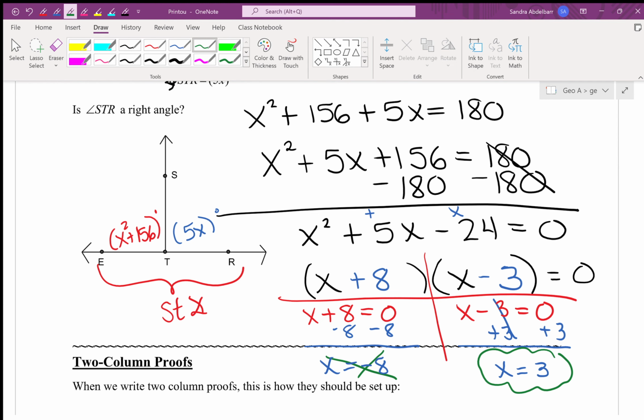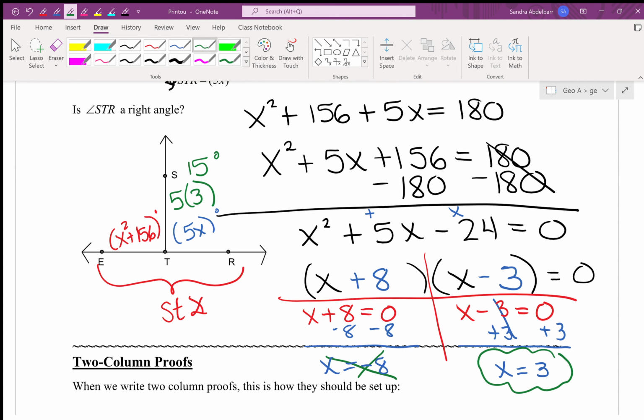Well, how will I know? Sophie? You got it. We need to plug in x. So 5 times 3 is 15. So angle STR is 15 degrees. Does it look like a 15-degree angle? No. Is that okay? Good. Why? Why is that okay? Noah?